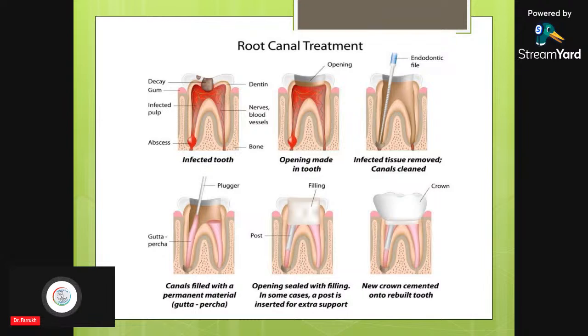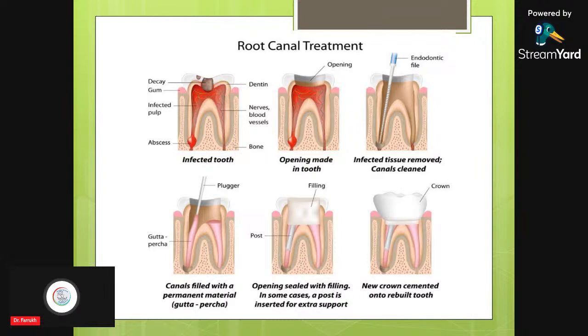Okay. In the fourth step, the canals which we cleaned earlier are now filled with the permanent material gutta percha. Okay. And in the fifth step, you can see that a post is placed with the help of a filling as well.